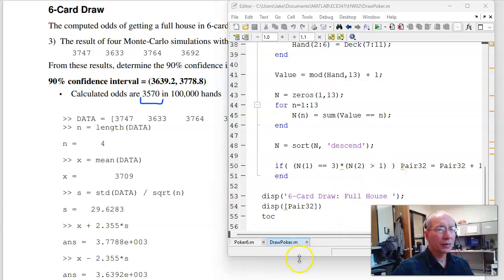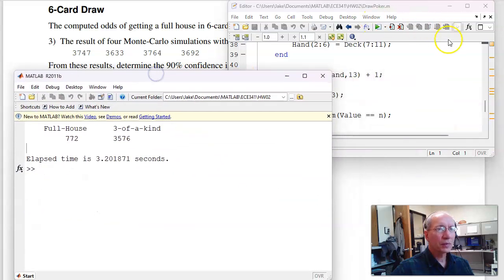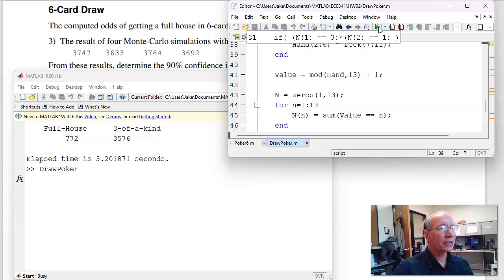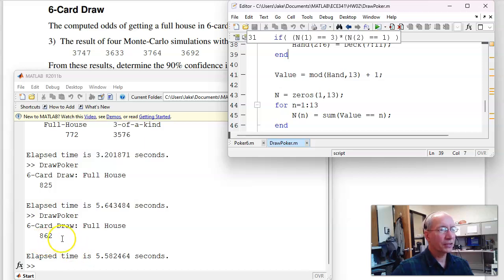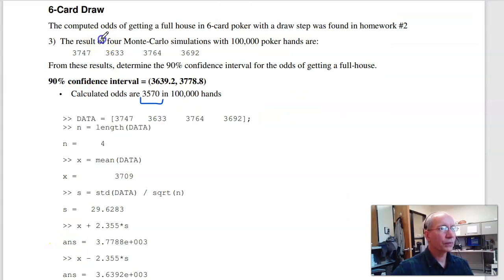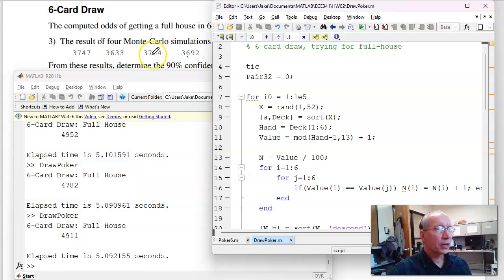So if I run that, this is 6-card draw. If I run that 100,000 times, I get a full house 825 times in 100,000. Try it again. 862. Okay, and so those numbers do not compare to the calculations at all.